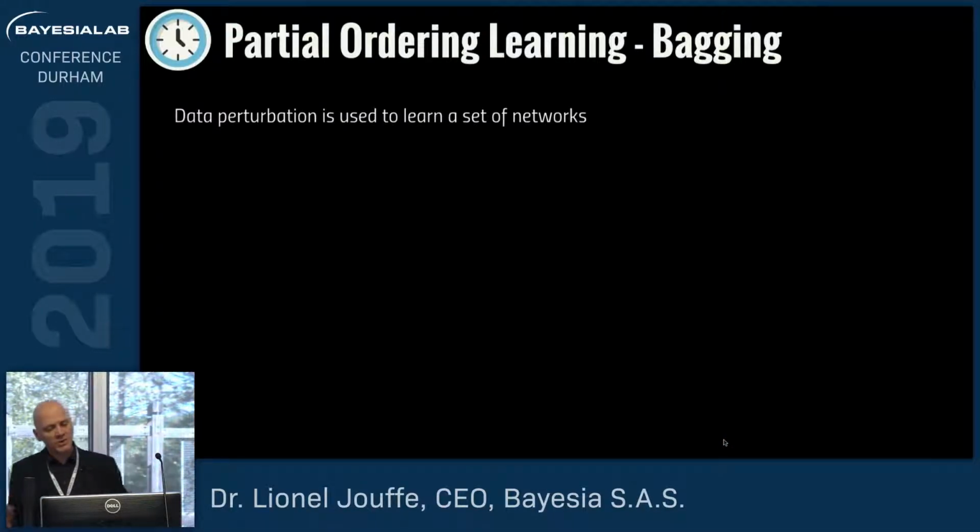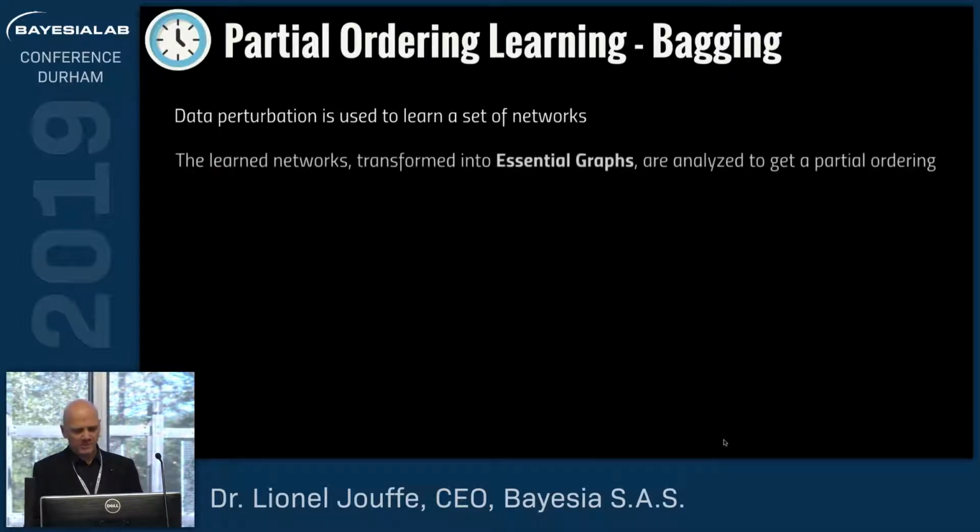So we have also used this approach for defining a partial ordering. So still, it's a bagging approach. So we do perturbation, then we learn Bayesian networks, but then we are transforming these Bayesian networks into essential graphs. So if you are not familiar with essential graphs, these are graphs where you have at the same time edges and arcs. So we are removing the orientation of the links that can be set in both directions without changing the joint probability distribution.